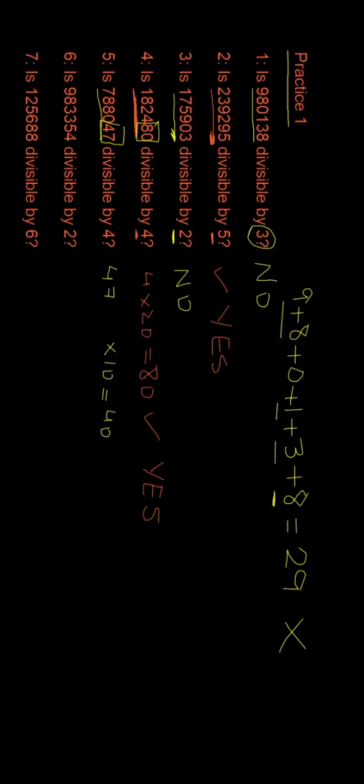So that means times 11 is 44, times 12 is 48. 47 is nowhere there. So nope, that's not correct. It's not divisible by 4. Next question. What's the answer? Yes it is, because anything that ends up in an even number is divisible by 2.